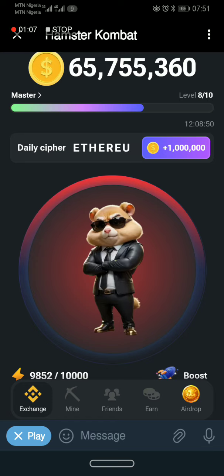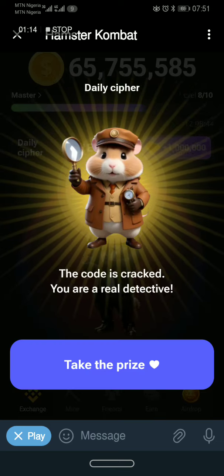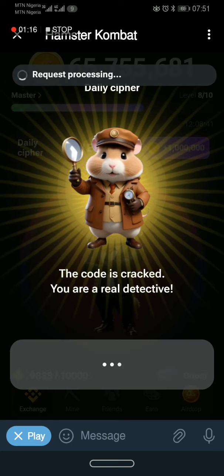You get the U. For the M, you hold it long, hold it down for long. That's your Ethereum. So now you've gotten your price.